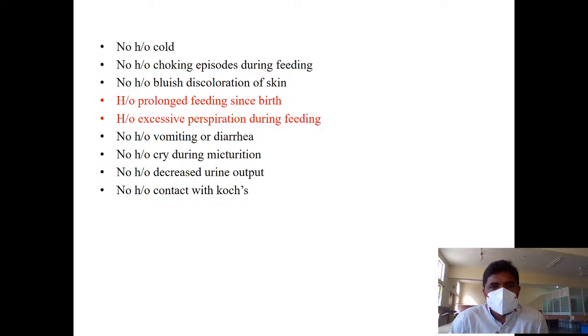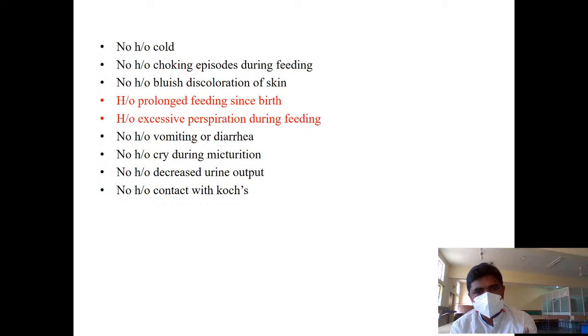So these are the symptoms you can elicit in the history. With these symptoms you can figure out a cardiac problem rather than a respiratory problem. So the primary problem is a cardiac problem and the secondary problem is a respiratory problem. Then you'll ask for no history of vomiting, diarrhea, no history of cry during micturition. Because this particular child is having fever, and you need to look for other sources of infection, like whether the gastrointestinal system is involved, or the urinary tract system is involved.